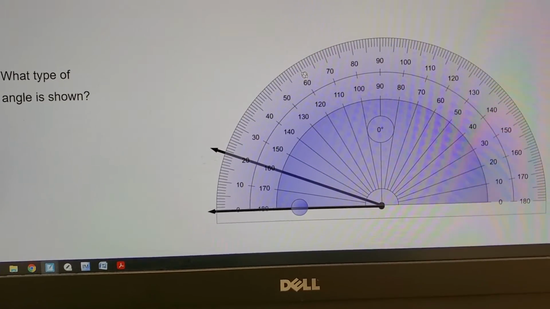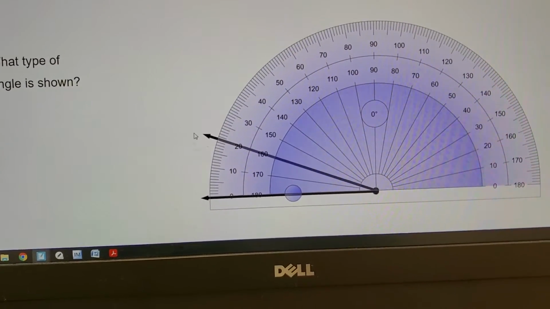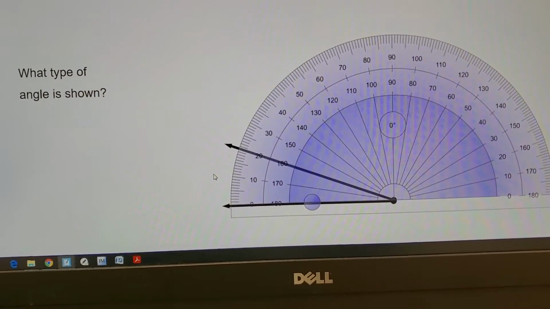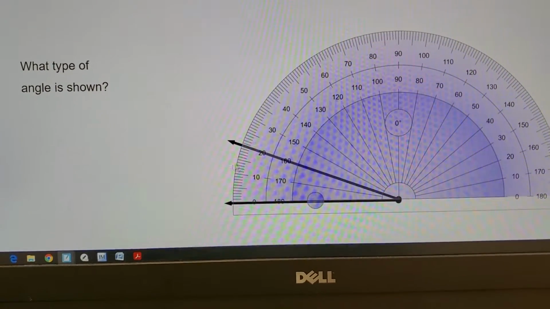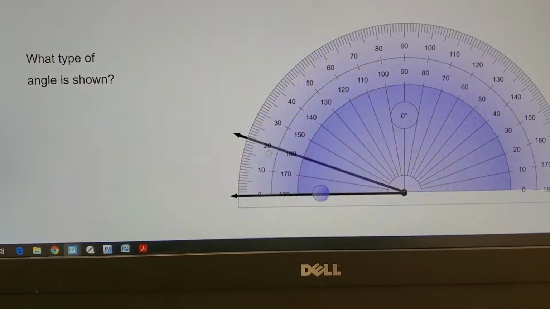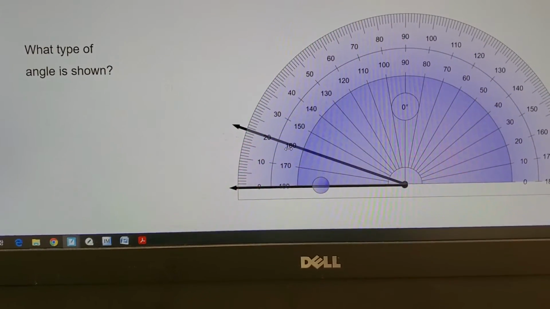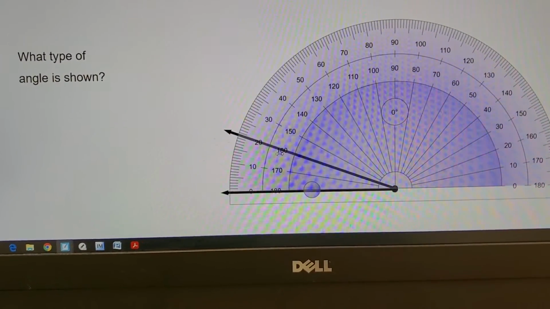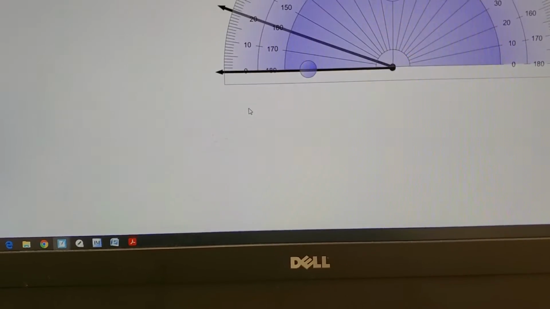Again, that's kind of hard to remember sometimes. But because I know it's an acute angle, I know that my answer has to be less than 90 degrees. So I know to use the 20 degrees instead of the 160 degrees. Now let's take a look at an obtuse angle.